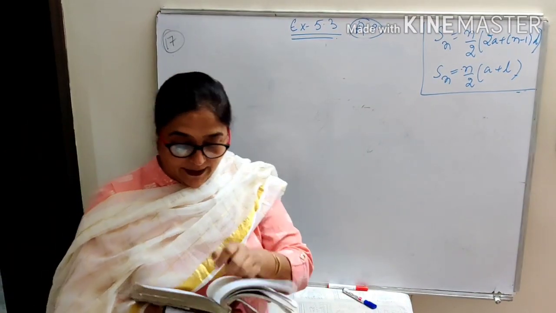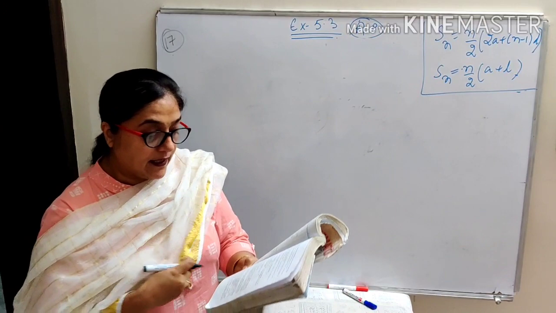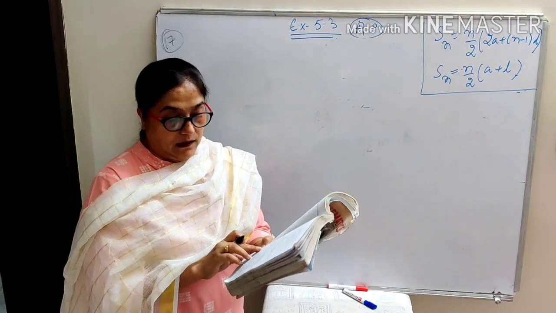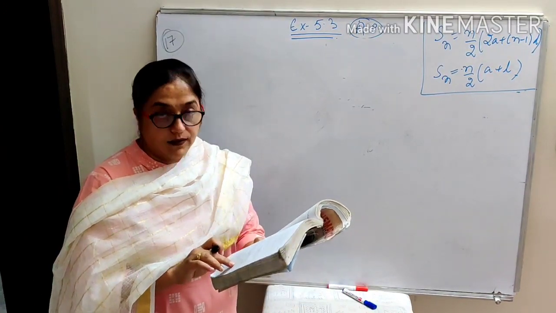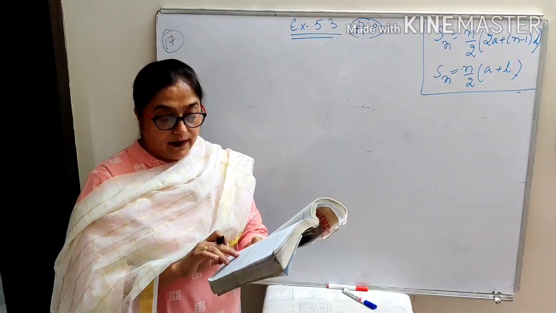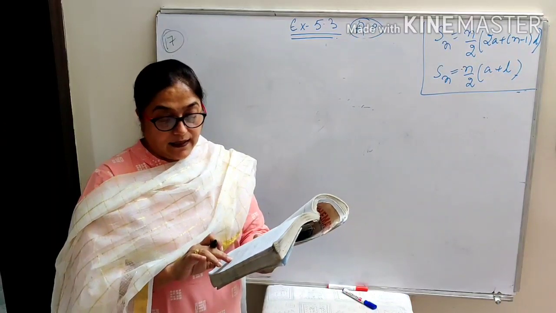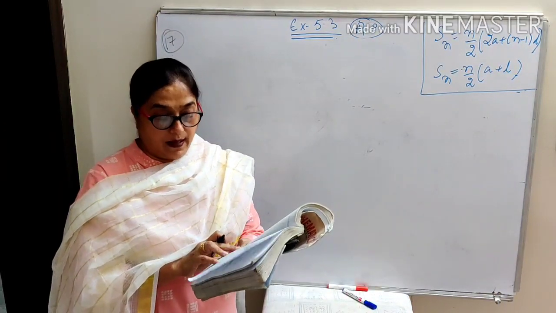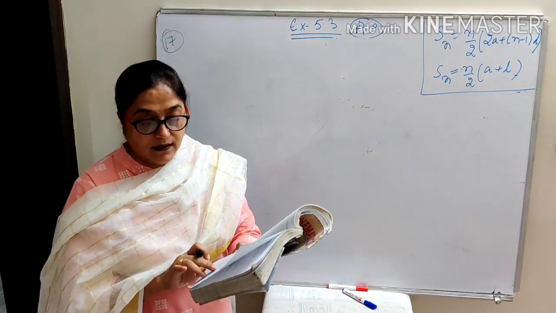Let us take the 17th question, which says that in a school students thought of planting trees, and around the school it was decided that the number of trees that each section of each class will plant will be the same as the class.